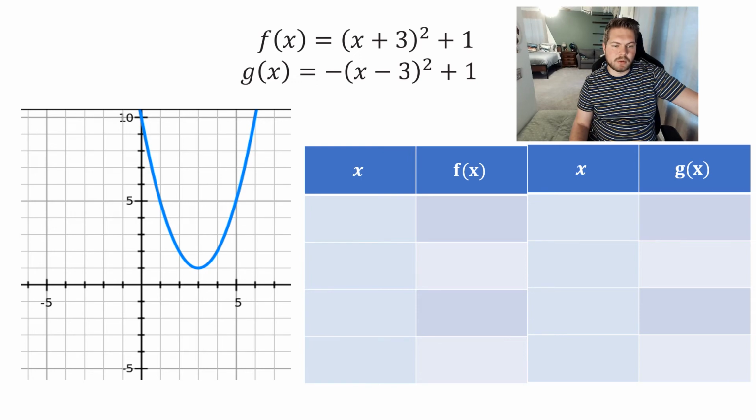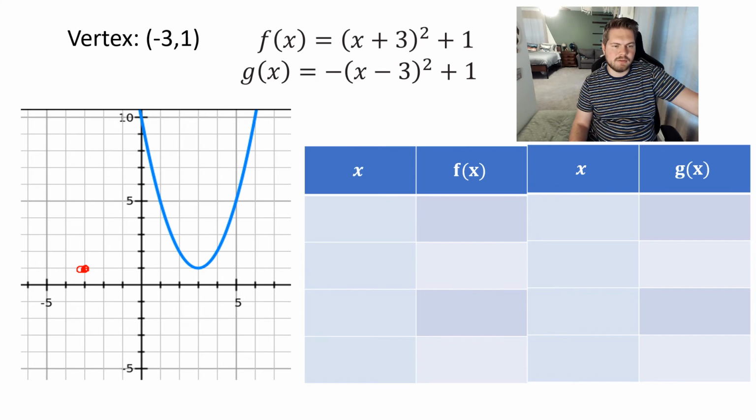Let's plug in some points for both of theirs. Our vertex for the first one would be negative 3 and then 1. So negative 3, 1, 2, 3, 1. So it'd be right here. So our first one's wrong because of that.